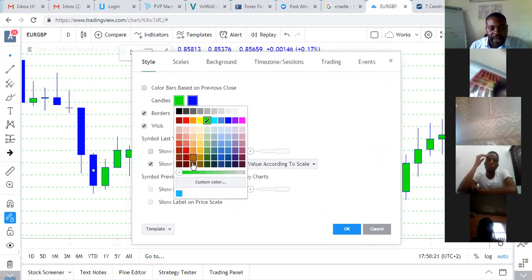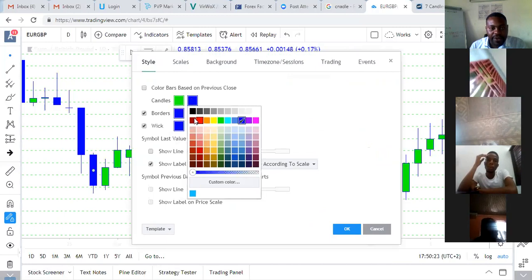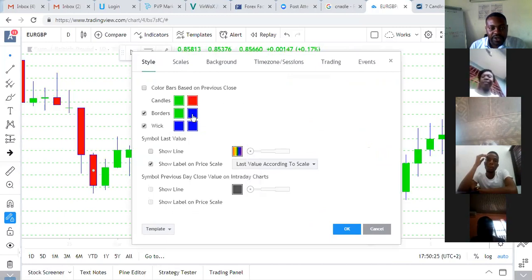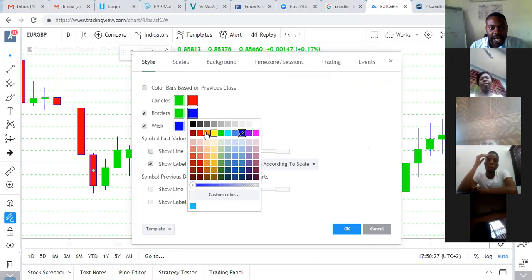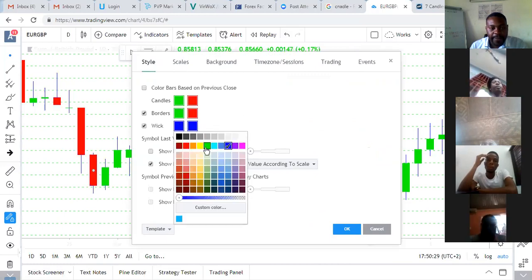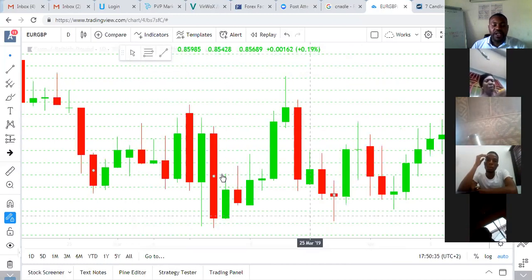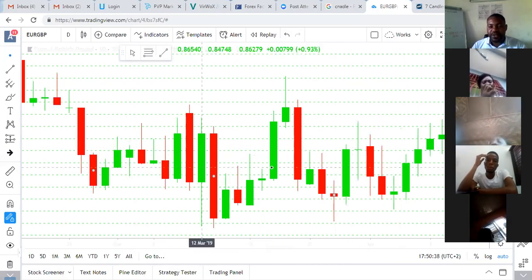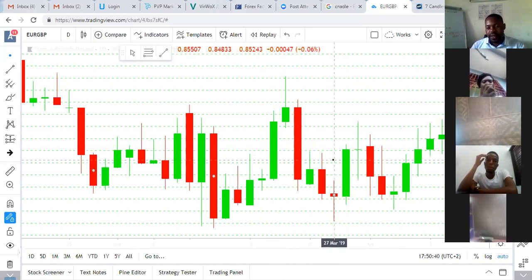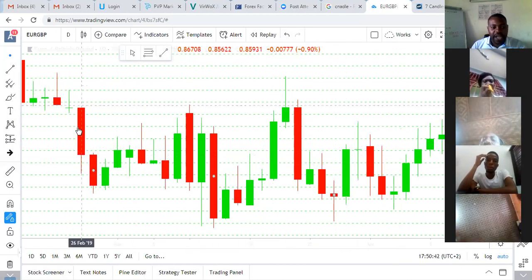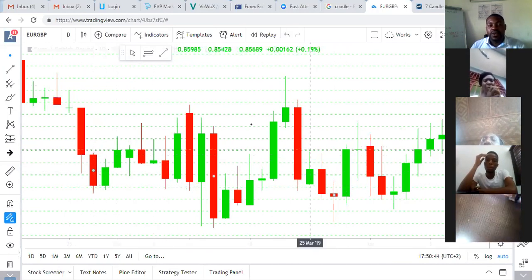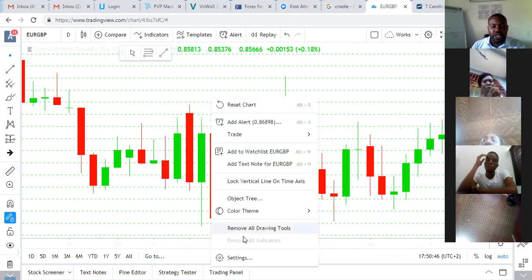I'll change everything back to my green and my red. I'll change my candles back to the green and the red. So now you can easily tell me that, okay, this one is bullish, this one is bearish, because you have the green and the red. You see, it changes everything when you have the red, you have the red, you have the green. You can see that it's bullish and bearish candles.